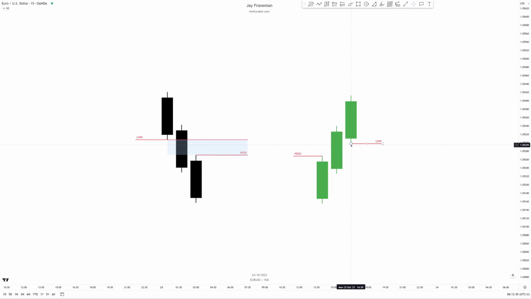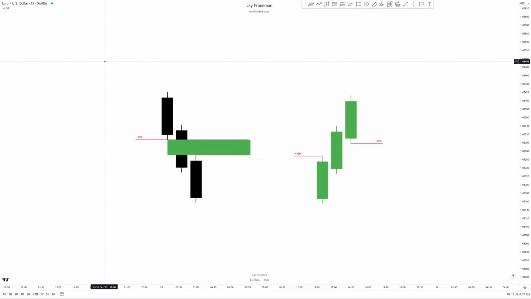Let's use the example of 3 bullish series candles. If you drag across the low of the third candle and you drag across the high of the first candle, because the high of the first candle does not overlap with the low of the third candle, this gap between the first and the third candle is called your fair value gap.